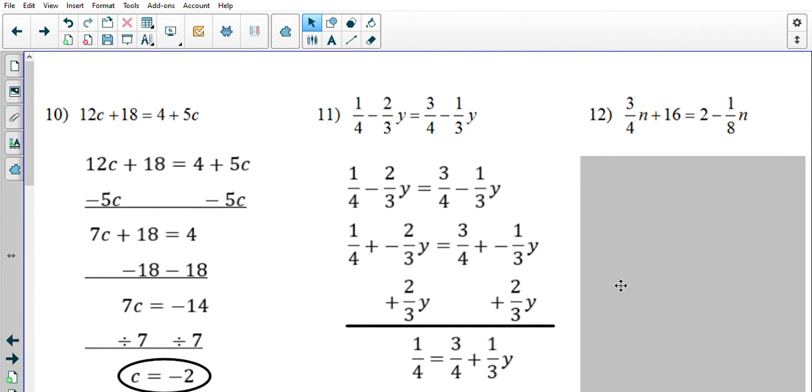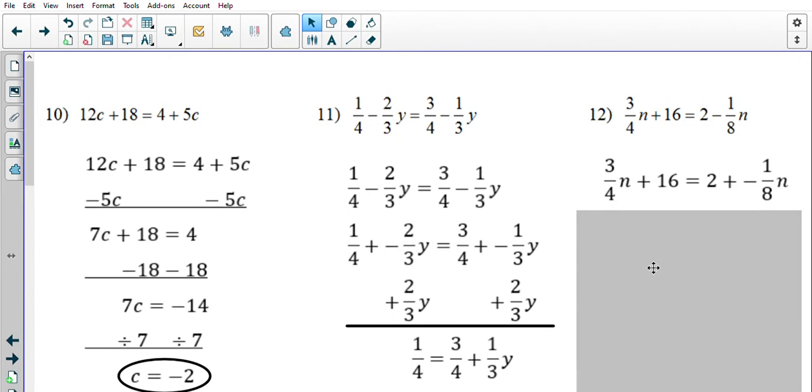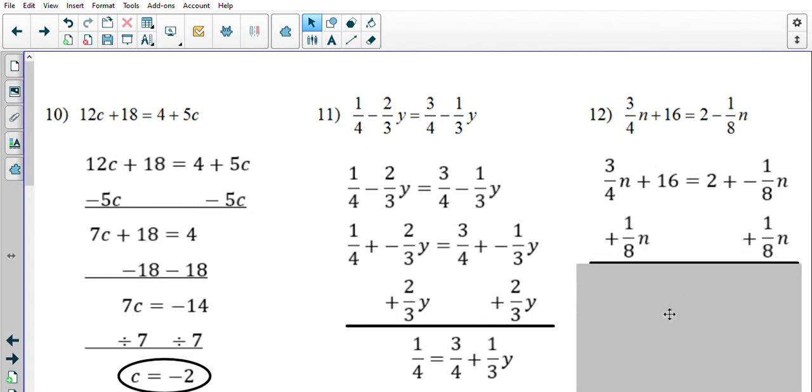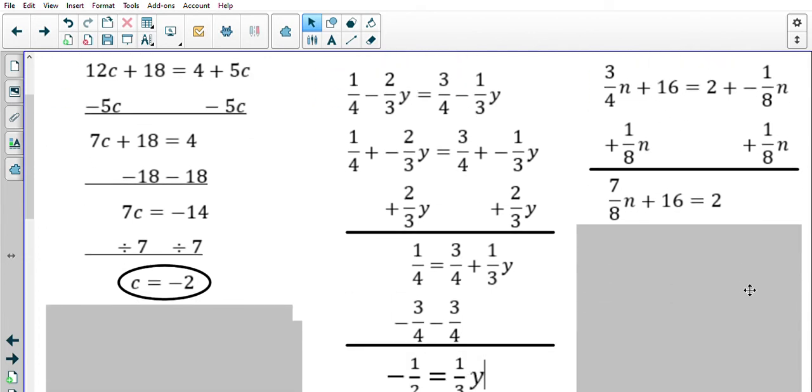Another one with fractions. So in number 12, I'm going to add the opposite as my first step. So I'm going to rewrite 2 minus 1/8 n as 2 plus -1/8 n. Now, -1/8 n is smaller, so I'm going to get rid of that, and since it's negative, I'm going to add 1/8 n to both sides. So on the left, we want to use our calculators for sure. 3/4 plus 1/8 is going to get us 7/8 n plus 16 equals 2.